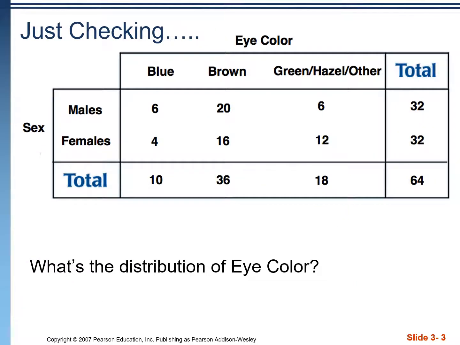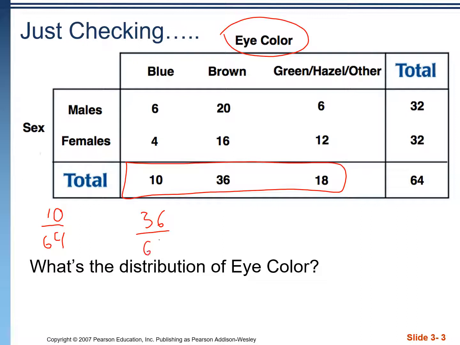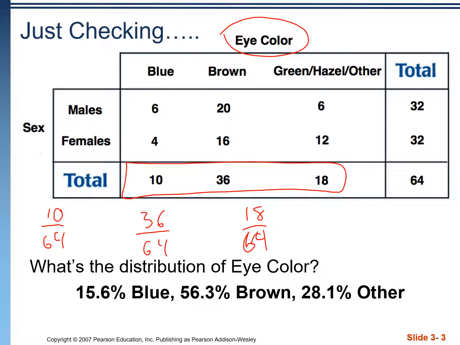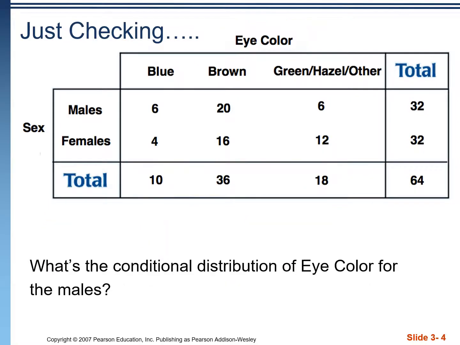What's the distribution of eye color? Eye color we see across the top here, which means we want to look at these numbers that correspond with those eye colors. And we're just going to take each of those numbers and put them over the total number of students. So 10 over 64, switch it to a percentage, 36 over 64, 18 over 64. So the distribution of eye colors would be 15.6% blue, 56.3% brown, 28.1% other.